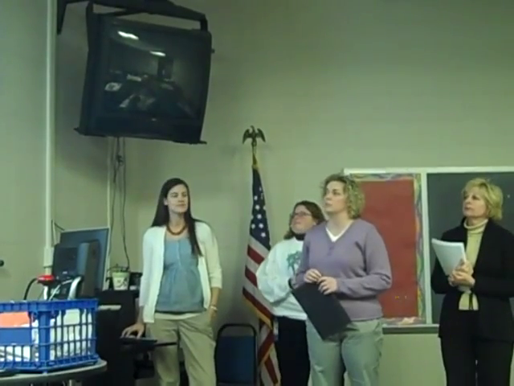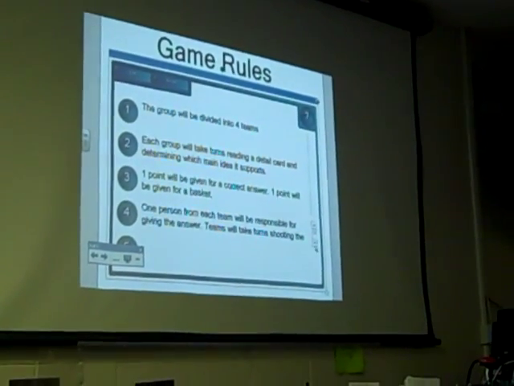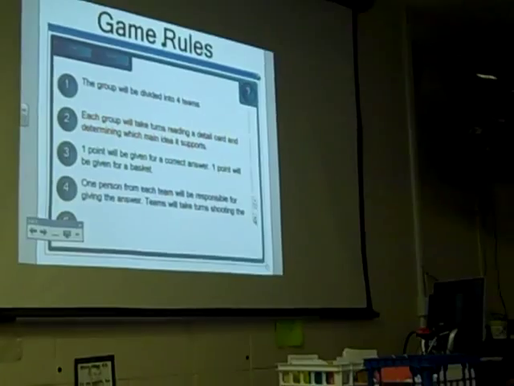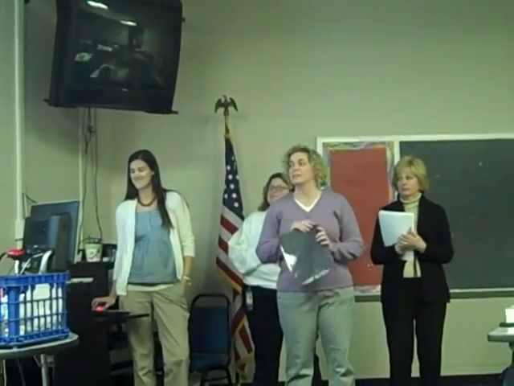I'm going to go over the rules for the game. The first one is the group will be divided into 4 teams. Each group will take turns reading a detail card and determining which main idea it supports. 1 point will be given for a correct answer. 1 point will be given for a basket. 1 person from each team will be responsible for giving the answers. Teams will take turns shooting the basket. Each team is expected to pay attention and wait quietly when it is not their turn.